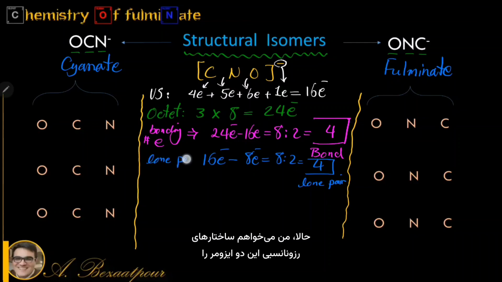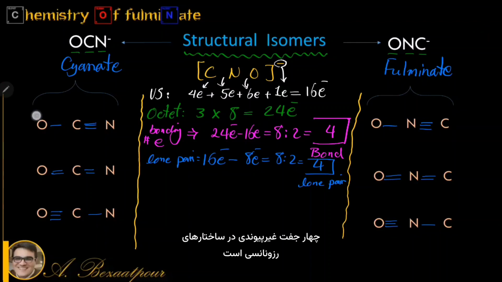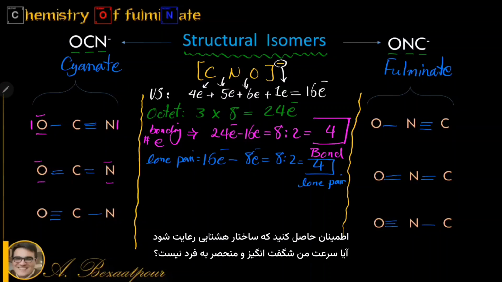Now I want to draw the resonance structures of these 2 isomers with unprecedented speed, and I want to remember the 4 bonds for each resonance structure. Now it is time to distribute the 4 lone pairs on the resonance structures. Make sure that the octet structure is followed.